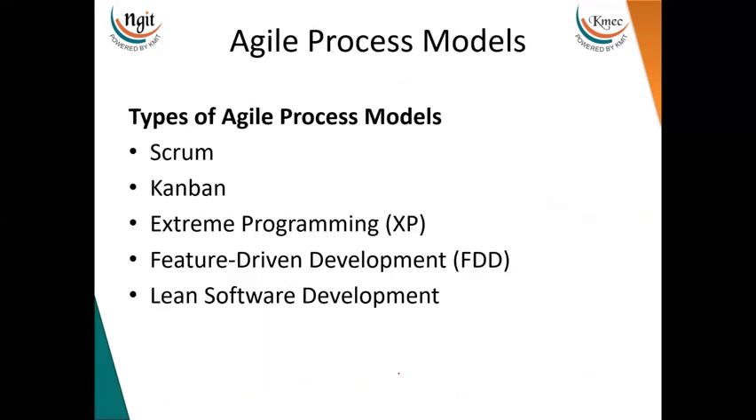Now let us look at agile process models. We have a couple of agile process models: Scrum, Kanban, Extreme Programming, which we call XP, then FDD, that is feature driven development, then Lean software development. Let us look at all these process models one by one.